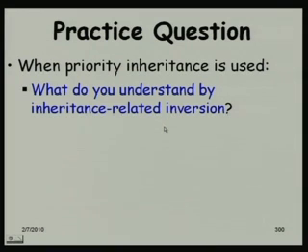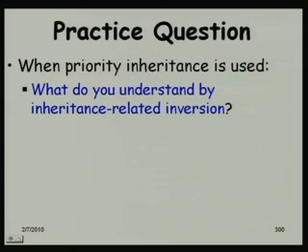Now, when priority inheritance is used, what is inheritance related inversion? It is maybe when we increase the priority of a lower priority task, some intermediate tasks between the higher and the lower are not being executed on the processor. Exactly. So it's like a priority inversion because physically the priority of that lower priority task is lower itself. Yes. So, what he said is correct.